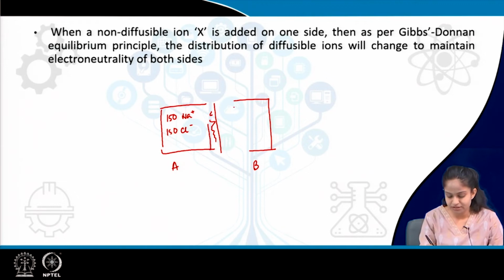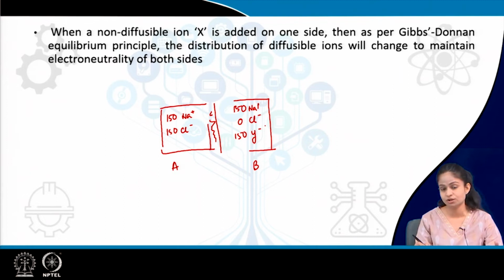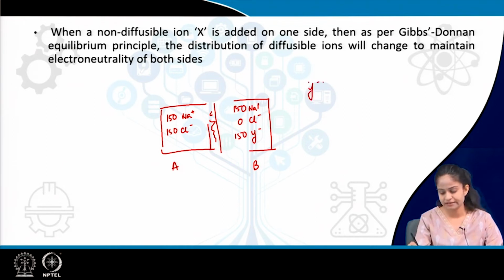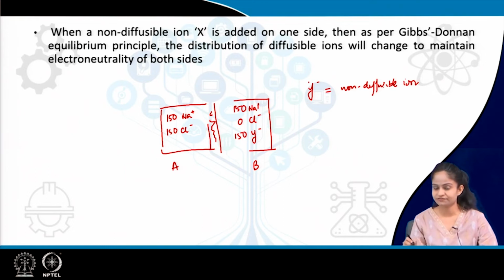In solution B, suppose there are 150 sodium ions, there are 0 chloride ions, but there are 150 Y ions, say proteins or larger anions which are non-diffusible. So, in this case, we can see that the number of cations and anions of each solution are equal, but the product of the diffusible ions is not equal, because we are not considering this Y, because Y is a non-diffusible ion. So, we will not consider the product of the non-diffusible ions.